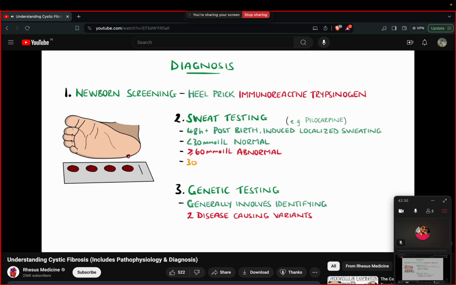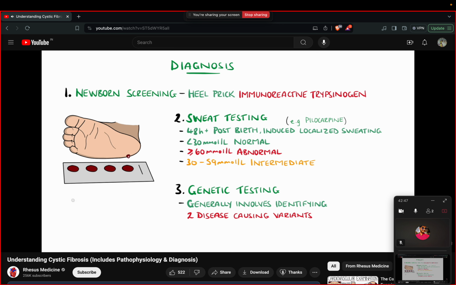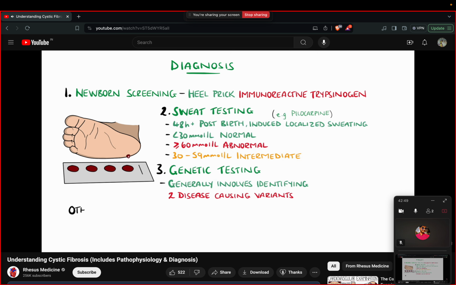The values between 30 and 59 are considered intermediate, and then if repeats do not suggest cystic fibrosis and 2 disease-causing variants are not found genetically, then it may be a diagnosis of CFTR-related metabolic syndrome. Pancreatic function is evaluated looking at pancreatic elastase in stool, which may involve serial measurements to identify progression to insufficiency.